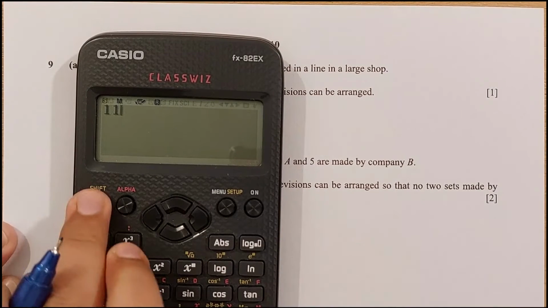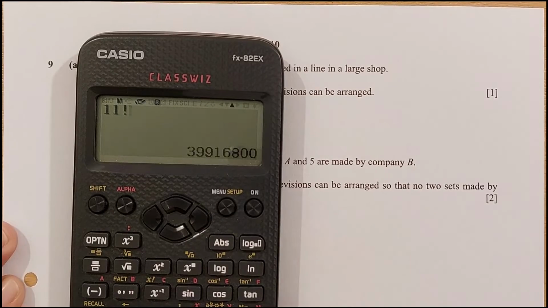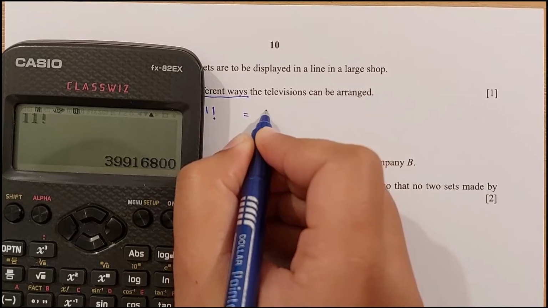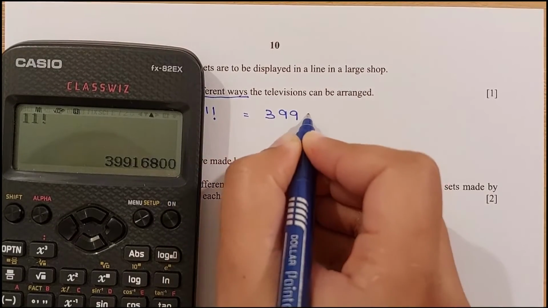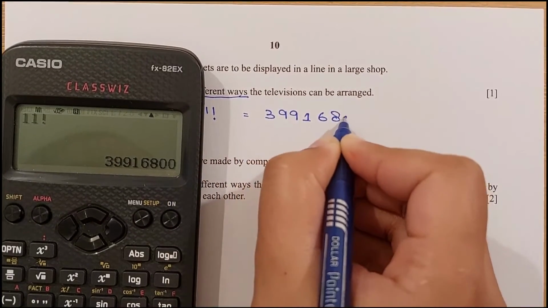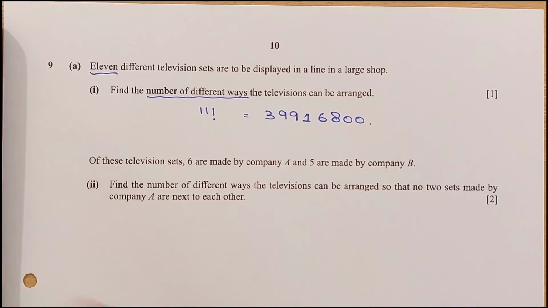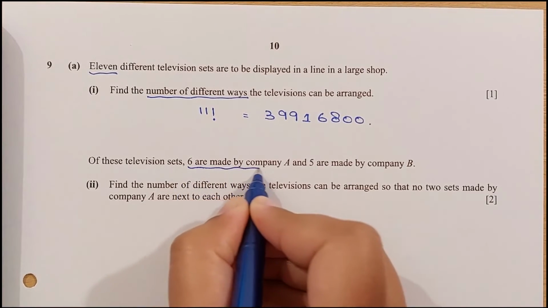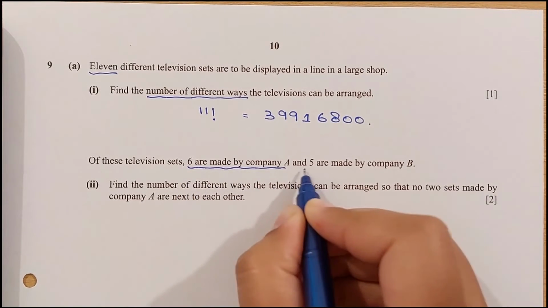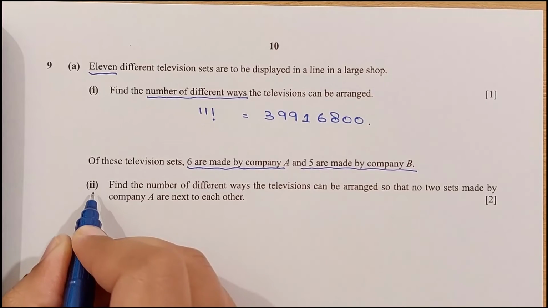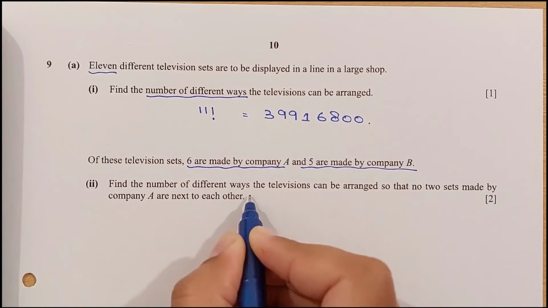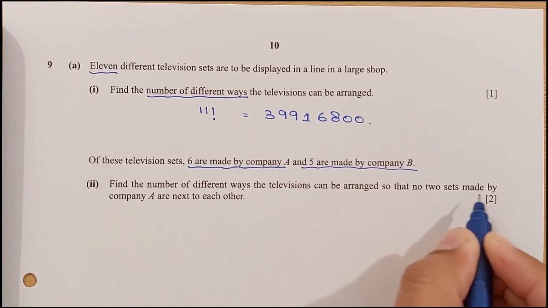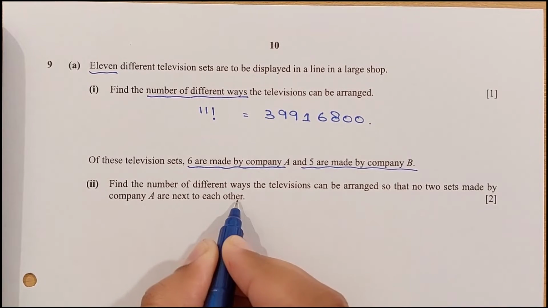So 11 factorial is equal to 39916800. These are the number of ways. Now, of these television sets, 6 are made by company A and 5 are made by company B. Number 2, find the number of different ways the television sets can be arranged so that no two sets made by company A are next to each other.